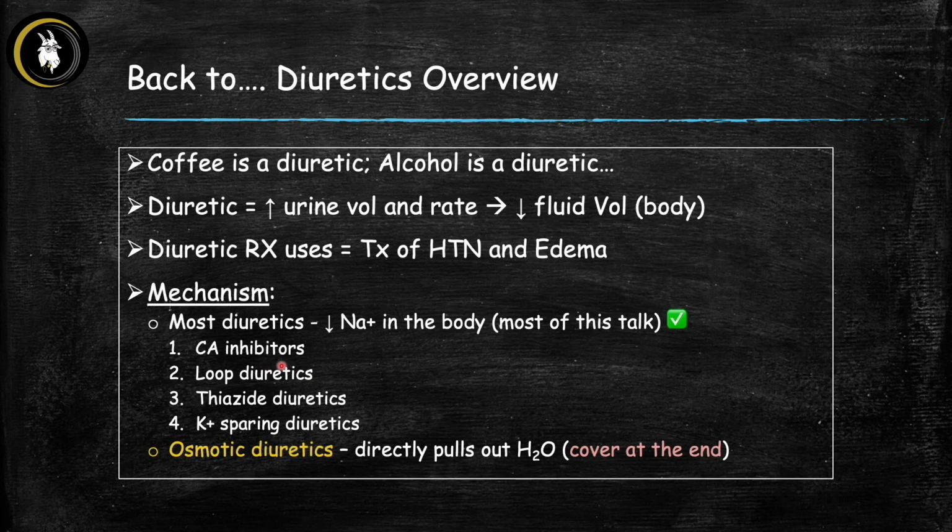So these are the four classes: the carbonic anhydrase inhibitors at the proximal convoluted tubule, the loop diuretics at the thick ascending limb of the loop of Henle, thiazides at the distal convoluted tubule, and the potassium-sparing diuretics we just went over, the collecting ducts. So the final thing that's left is the other category, whose mechanism is to not work through serum sodium, but actually act as osmotic diuretic agents and directly pull out water. So I'm going to cover that now briefly.